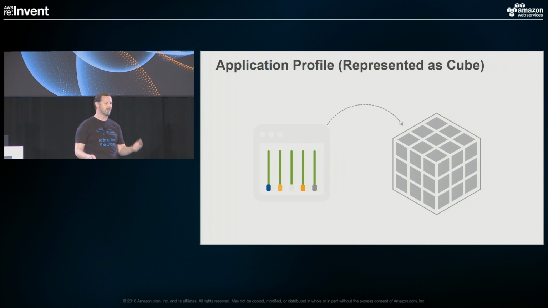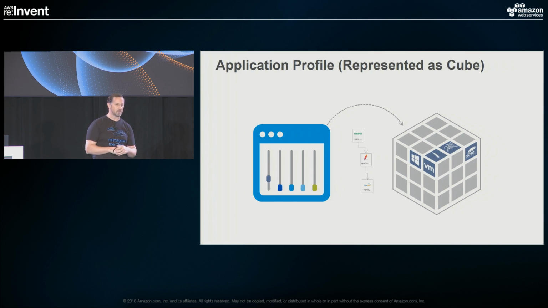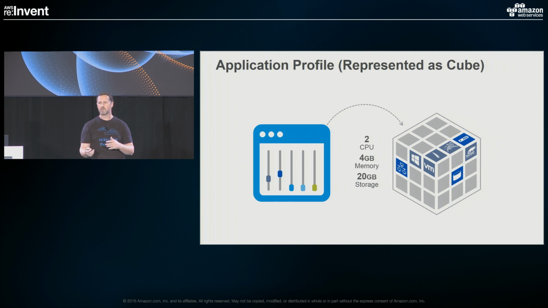And so the application profile has these components to it. A lot of times now it's a graphical topology model. You can slide some things. Do I need 2 CPUs or 4? Do I need a lot of memory, a little bit of memory? The profile doesn't really care. These are deploy-time concepts.